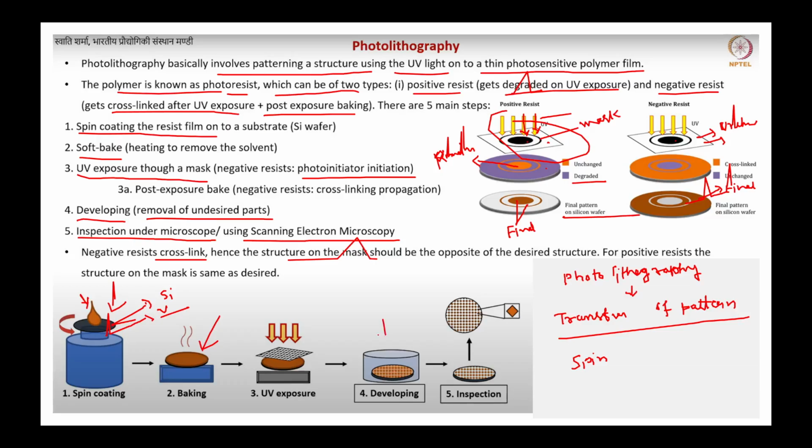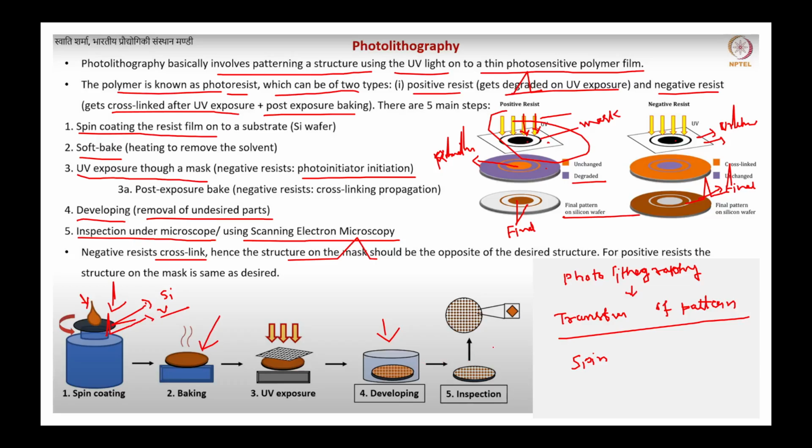Then you will put it in some solvent or some solution, where in the case of positive resist, the part which has been exposed to the UV light will get degraded, and the remaining part will come as your pattern.